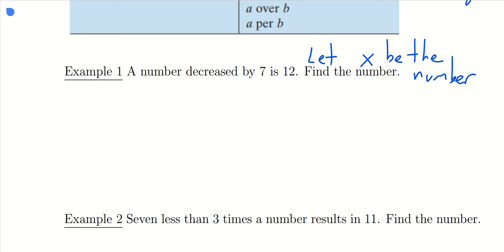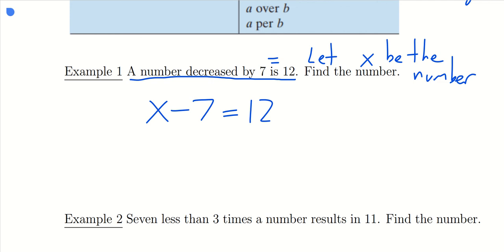They already kind of describe the situation in words. A number decreased by 7 is 12. So we should be able to take this sentence and directly translate it into our mathematical equation. The number, we don't know what it is, so we're calling that x. Decreased by means subtract 7. Is is going to be your equal sign. That's how that translates. And equals 12. A number decreased by 7 is 12 means that x minus 7 equals 12.